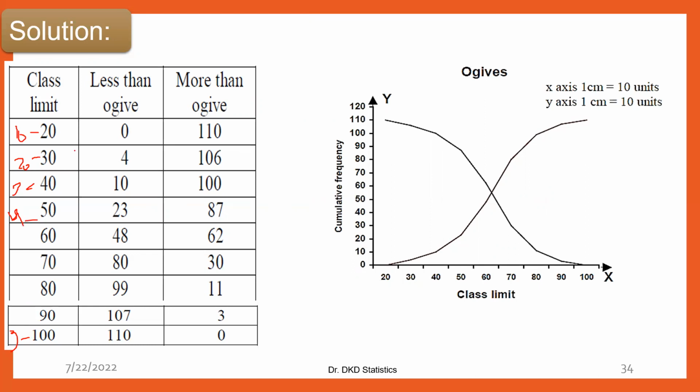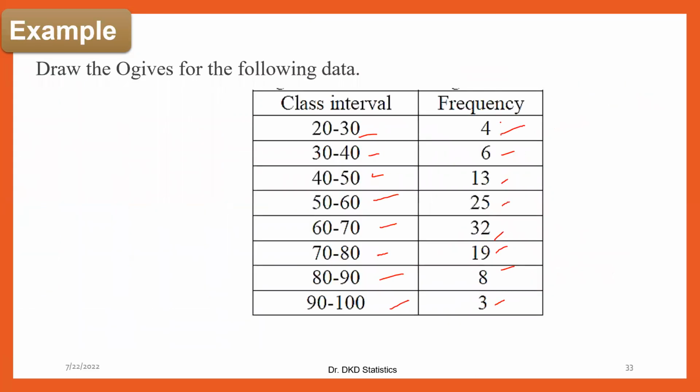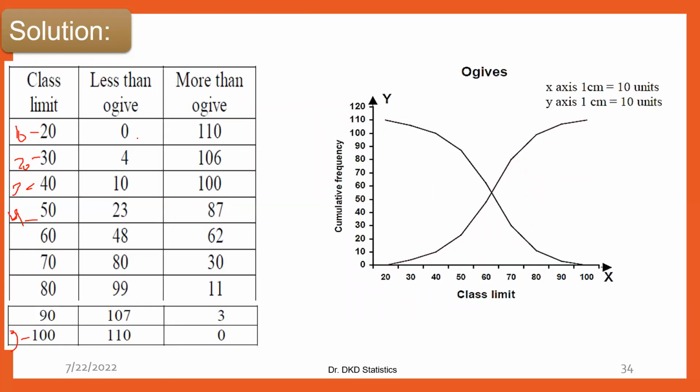For each class interval we are calculating the less than cumulative frequency and more than cumulative frequency. So if we see here, this is the original data. With the help of that we are creating this less than ogive curve. So 10 to 20 is 0, then 4, 4 plus the next, and we calculate it that way. Then we can find out how to get the less than ogive curve and more than ogive curve.